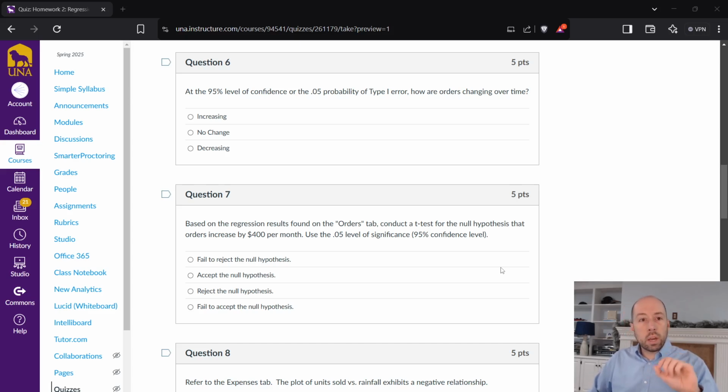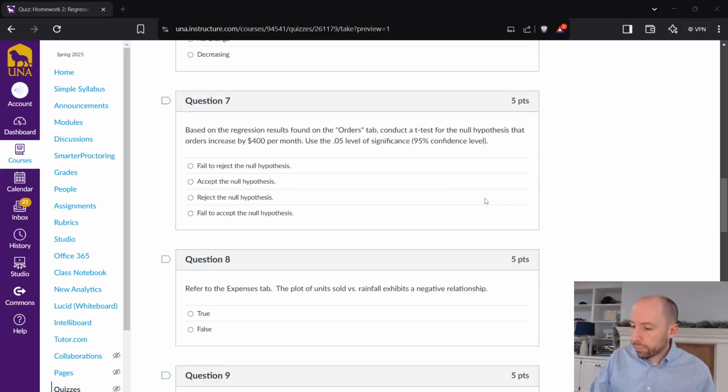That's going to be a little bit different from simply testing whether the coefficient is different from 0. You'll need the formula for the t-statistic in order to do this. Also, pay attention to the units because $400 a month may be a specific number in relation to the data that we have on that tab, so be careful there.